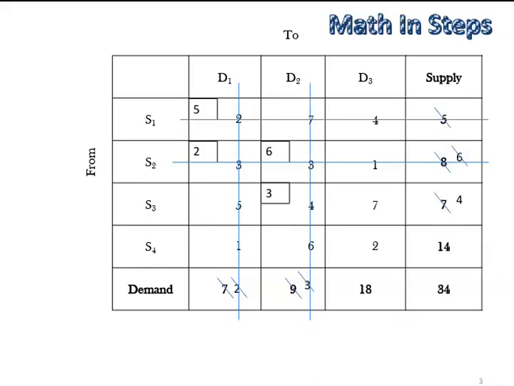For the remaining matrix, again we'll identify the northwest corner cell, which is S3D3 cell with cost 7 here. For this cell, the supply is 4 and the demand is 18. So we'll be allocating the minimum of supply and demand, that is 4 here. With this, the supply of S3 is over, and for D3 the remaining demand will be 14. And we'll cancel S3 row this time.